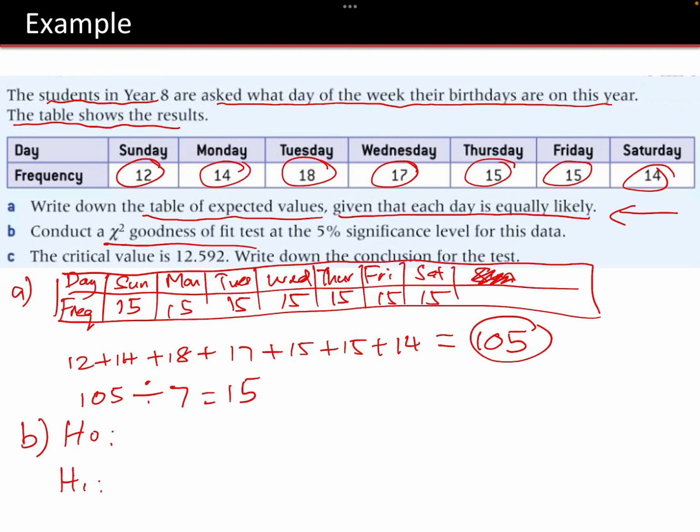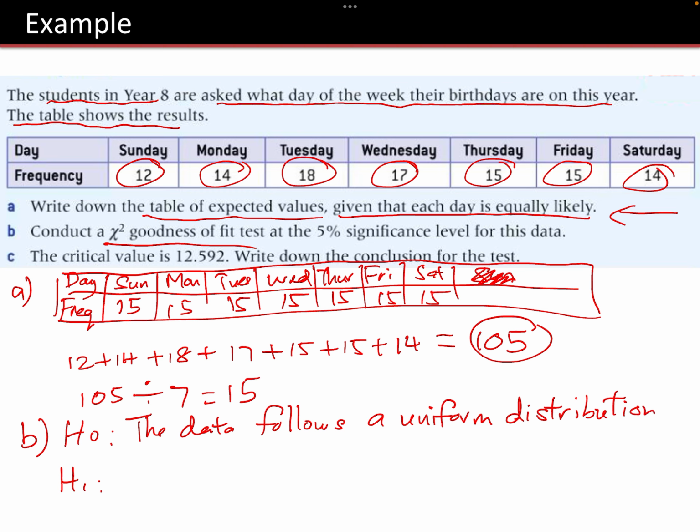So we could say in this case that the data follows a uniform distribution. It's just a very fancy way of writing that the number of birthdays will be the same for each day here. But generally, it means the same thing. It says that the data follows a uniform distribution. It just means that we're expecting the data to be equally distributed across the 7 days. So this will be a way of writing the null hypothesis.